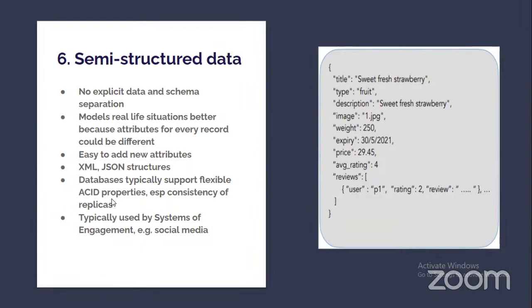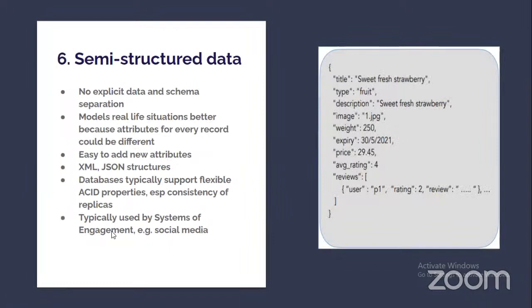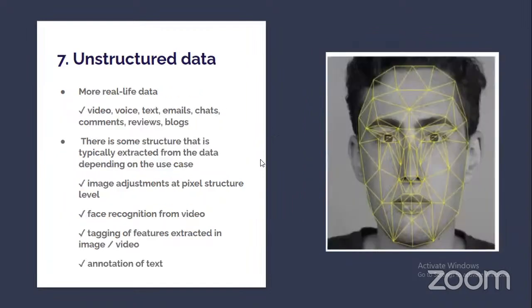Databases typically support flexible asset properties, especially consistency of replicas. So in this example, clearly it is telling us that the chances of replicating values are okay in semi-structured data, but not okay with relational database management systems. Okay, so that's what this particular point tells us. Typically used by systems of engagement like social media, right? Example of semi-structured data. You have unstructured data as well.